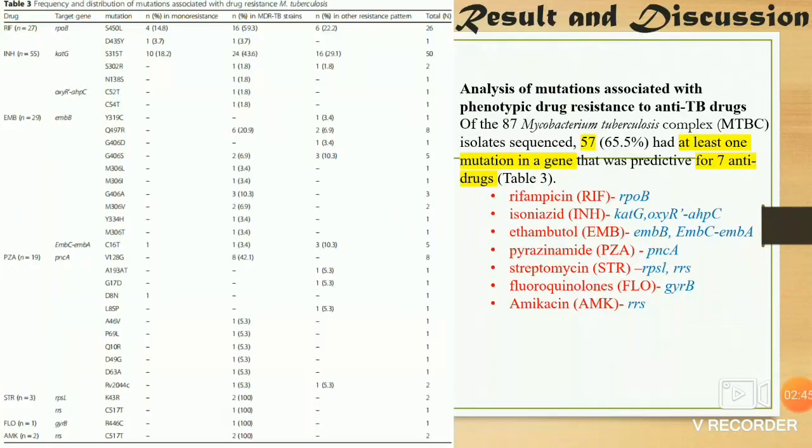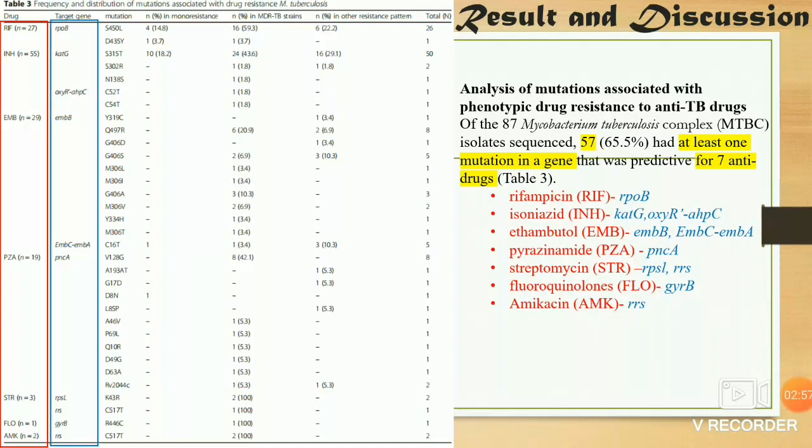Based on table 3, we know that 57 of them have at least one mutation in the genes for the 7 anti-drugs. The anti-drugs are shown in red color, while the targeted genes are shown in blue color.